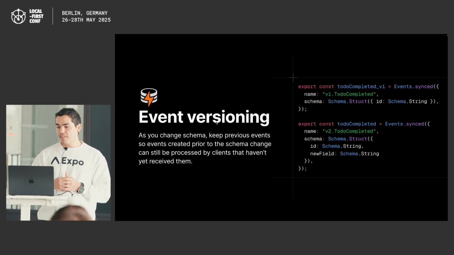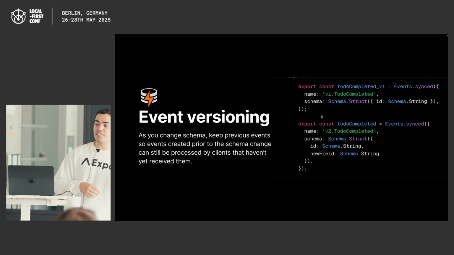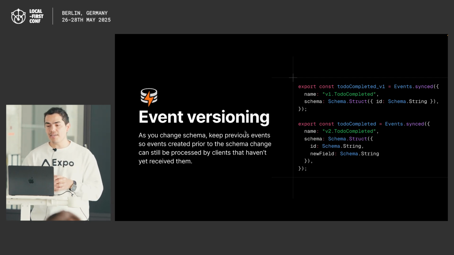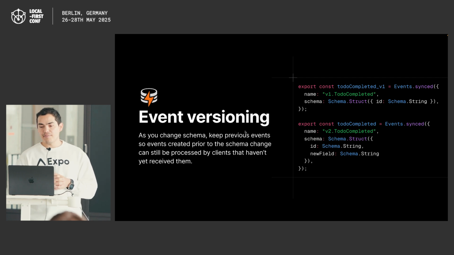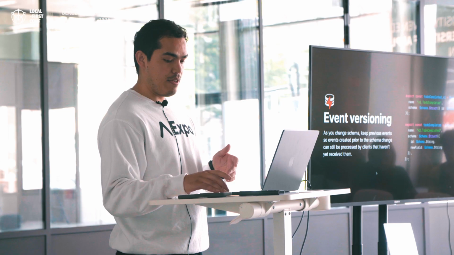And then you can create more events, like in this case, I added V2. If you notice, I'm prefixing with V2 to do completed, and maybe I added a new field there and just pass that in there, and that's it. Clients should just be able to update the schema, and that's all.